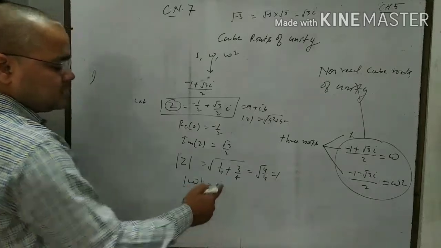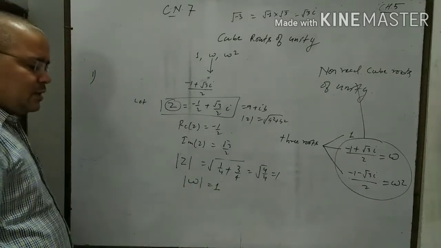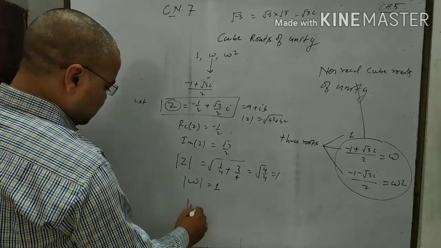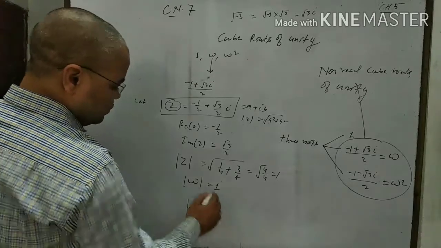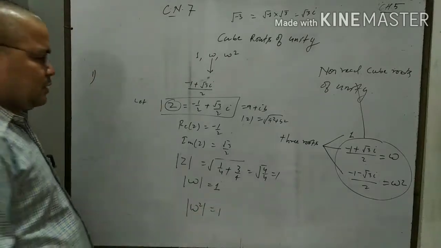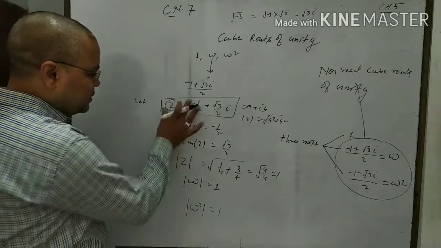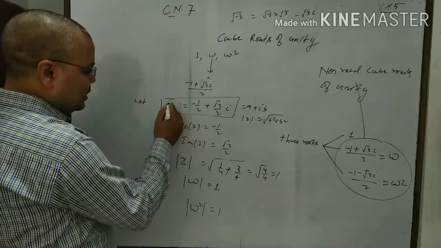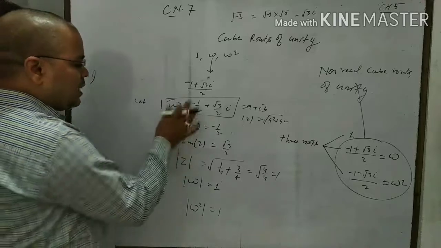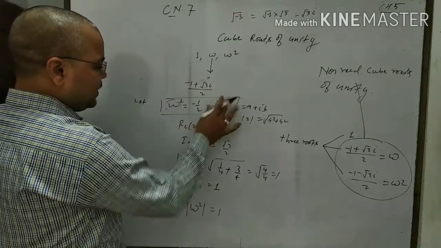Modulus of this omega is equal to 1. Similarly, we can find modulus of this omega square is also 1. We can also prove it this way. What is omega square? If this is omega, and if this is omega square, then this value will be negative.